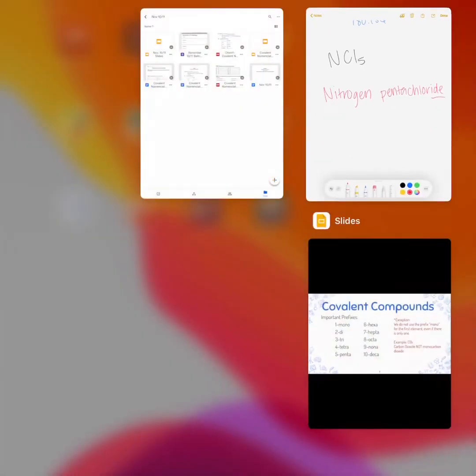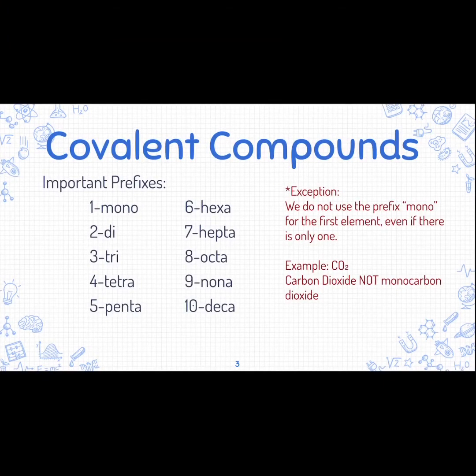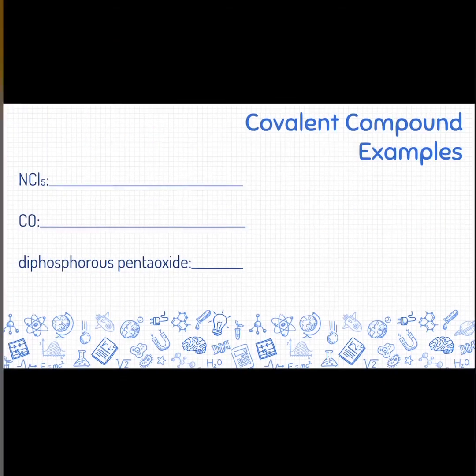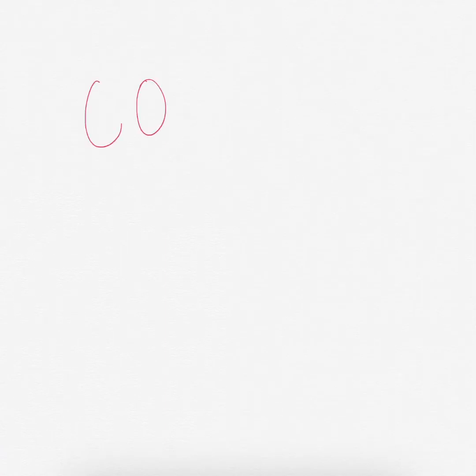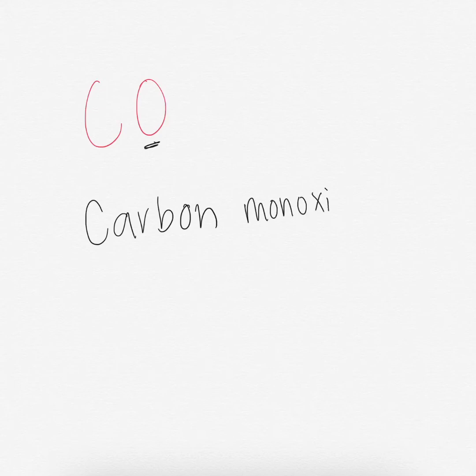Okay, my next one is CO. So I have CO. Again, if that first element only has one, you don't have to say mono. We can just say carbon. But now I just have one oxygen, so I would say monoxide. Make sure you add that IDE. That's telling me I have one oxygen.